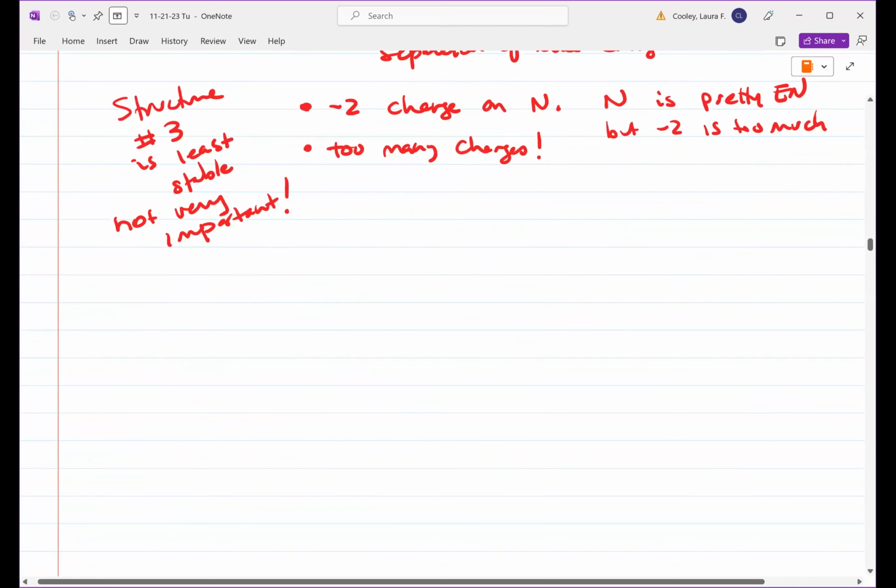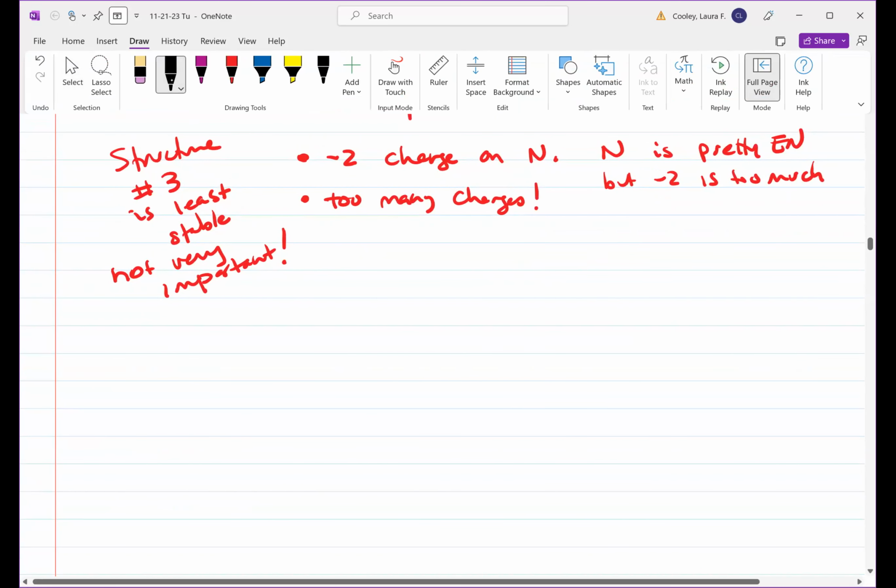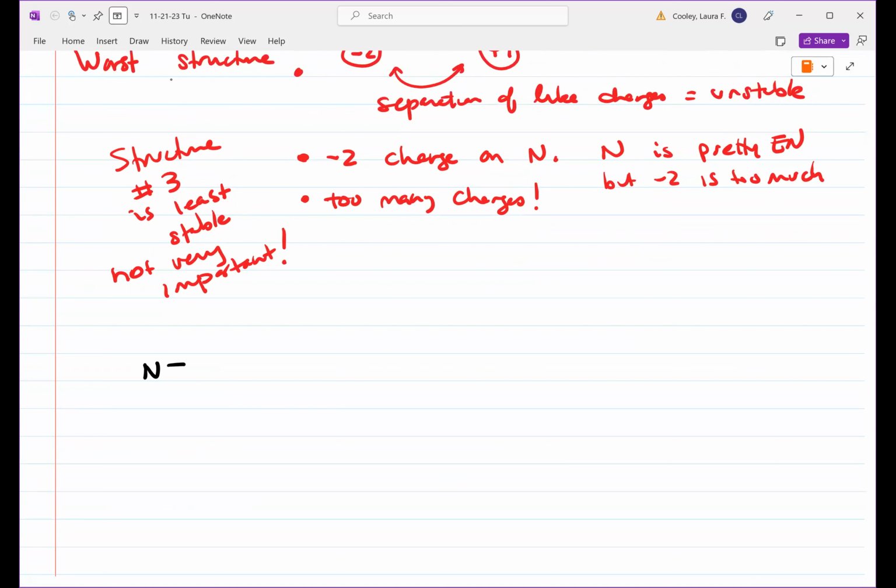Okay, so now I guess I have to write these structures again because I lost them back there. So let's see, we had structure 1, which was this one. And these had formal charges of -1, 0, and 0. Okay, that was number 1. And we had number 2.